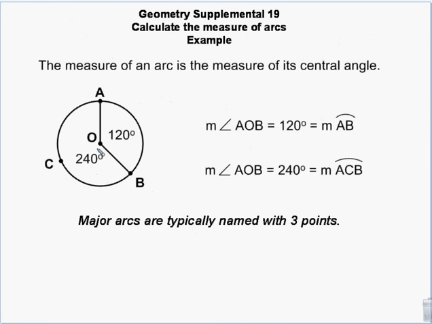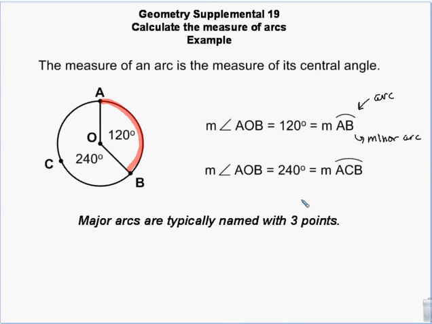So here we go. If I have AOB, that's this angle here, that is going to form this arc. So this angle is 120 degrees, so is the arc. And the symbol for an arc is to have just a little arc over top of your letters, and the M in front. So this is the measure of angle AOB is equal to the measure of arc AB.